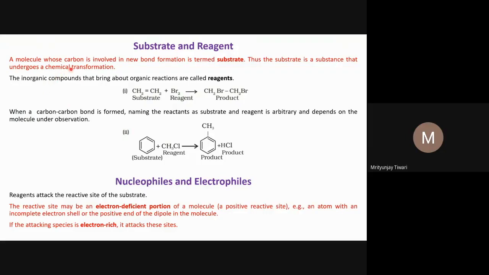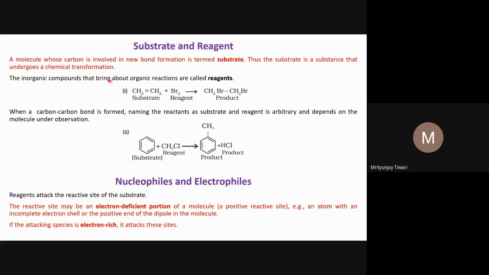A molecule whose carbon is involved in a new bond formation is termed a substrate. I'll just read this because I have already explained these things. Thus, the substrate is a substance that undergoes a chemical transformation, and in that chemical transformation, it provides its carbon to form a new bond.